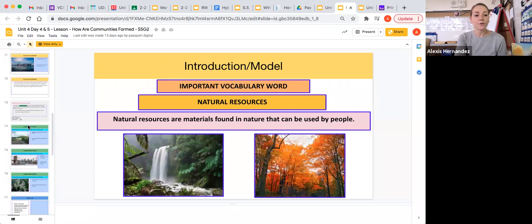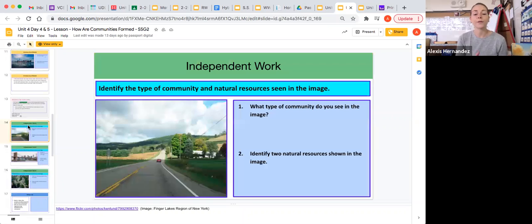On day 4, the students are placed with 3 pieces of independent work that they have to tackle on their own. The students have to identify the type of community that they see in a series of images, and then they have to study the images to identify the natural resources that are seen in this image. So they have to do 2 things. First, identify what type of community they see, whether it's urban, suburban, or rural. And then next, they have to identify the types of natural resources that are in that image.